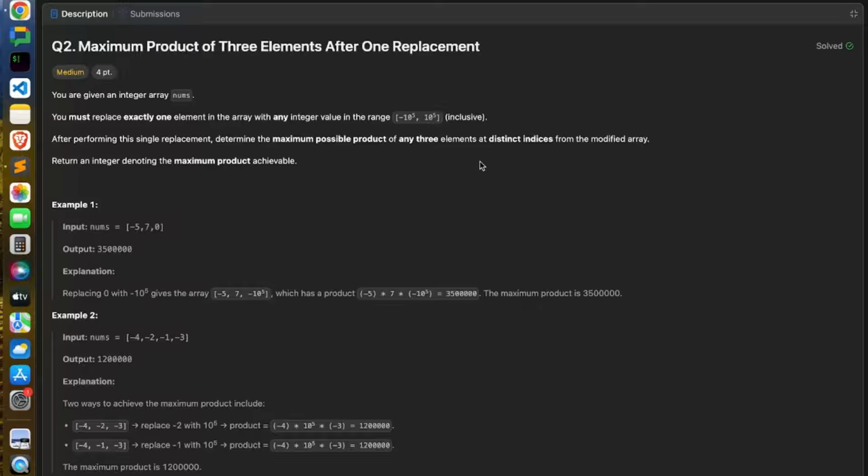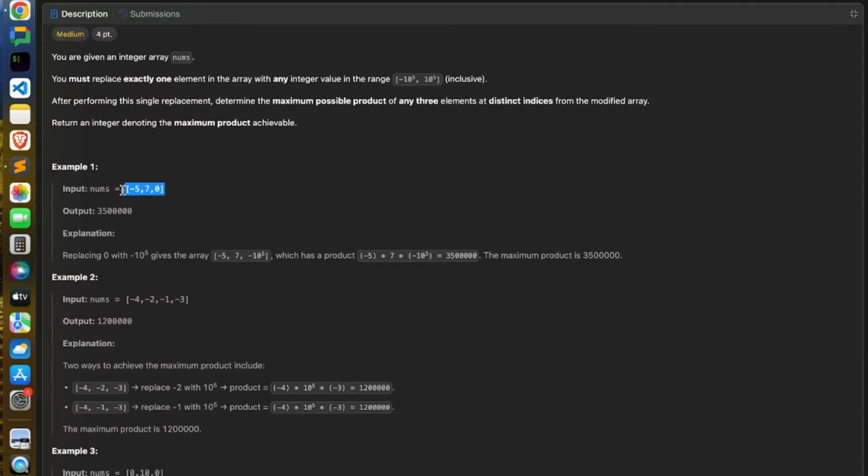And these three elements should be from three distinct indices in the modified array, and we have to return the integer that denotes the maximum product achievable. So for example, in the first test case, minus 5, 7 and 0, what you can do is replace 0 with minus 10 to the power 5. Once you replace 0 with minus 10 to the power 5, you can find these three numbers and multiply them. So if you do the multiplication, you would be getting this number, right?